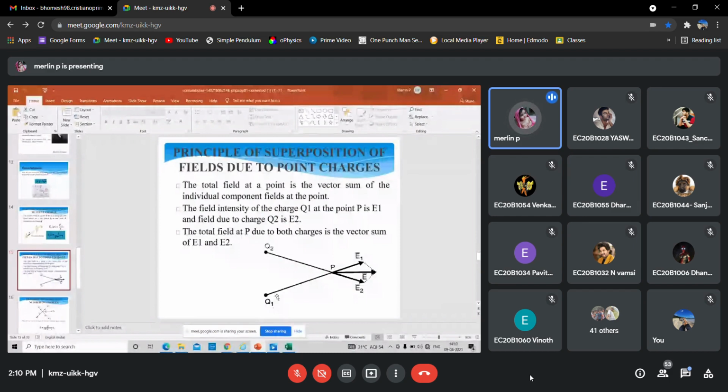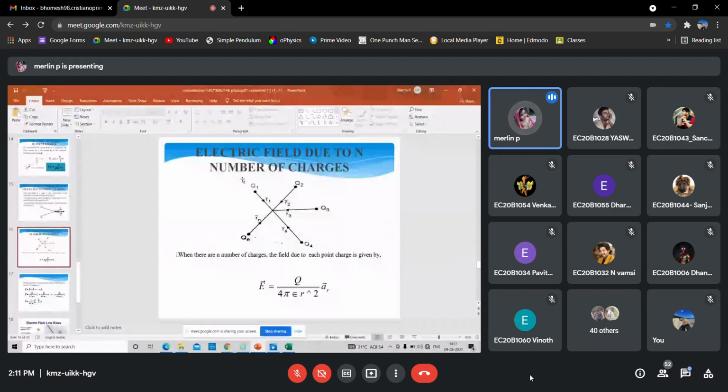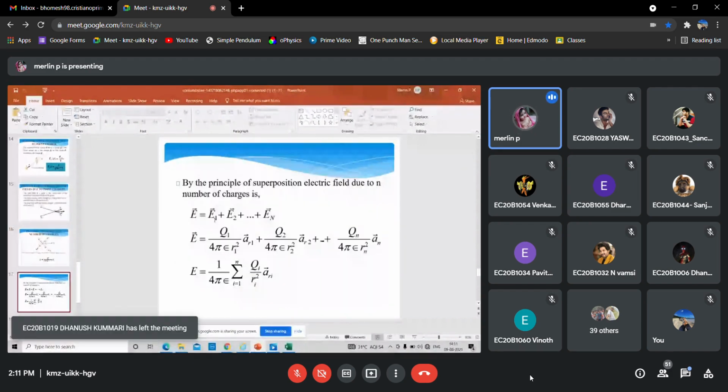Q2 means E2. Likewise, if charge Qn produces an electric field En, we have to sum up all the electric fields to determine the electric field at a particular point, if there is a larger number of charges. If you have charges Q1 to Qn, you have to sum all the electric fields. The electric field is equal to E1 plus E2 and so on to En.